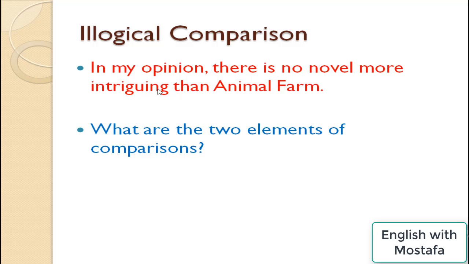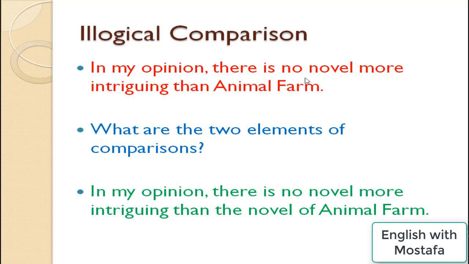We're comparing other novels with Animal Farm. So what should we use here? We should make it like that. In my opinion, there is no novel more intriguing than the novel of Animal Farm. We actually have to state that it is a novel. We're comparing all the novels with one novel. Now this structure, or this sentence, is logical, right?